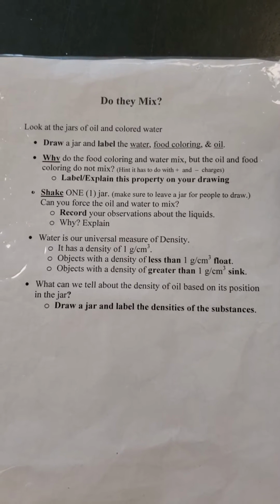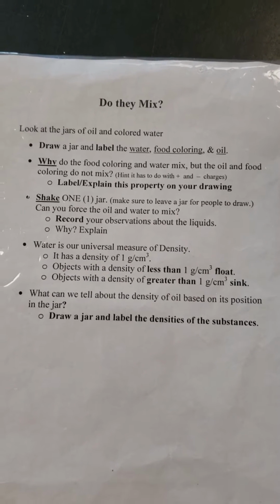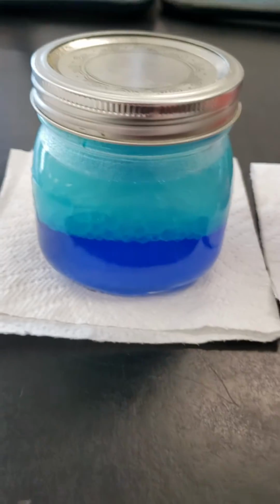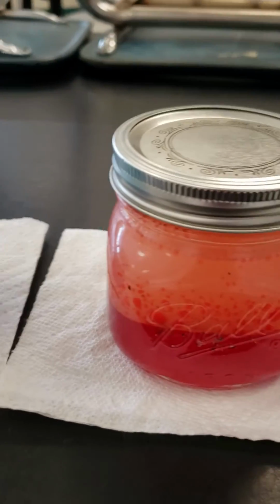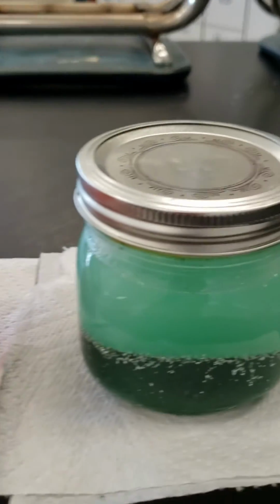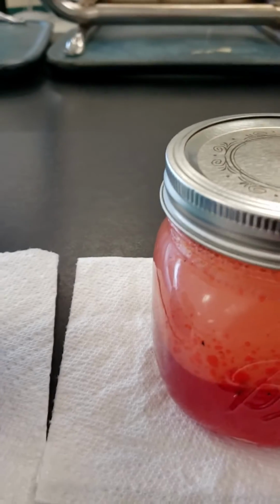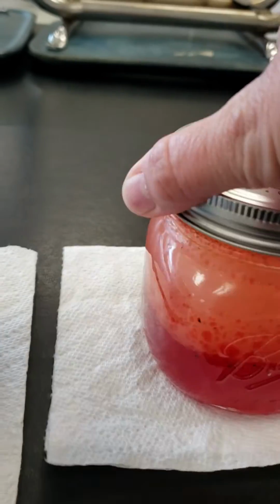So we're looking at our water properties lab, and we're looking at our first station called Do They Mix? And so we're looking at these jars of oil and colored water. As we look at each jar, we notice that we see kind of a clear liquid on top, and then we see our colored liquid on the bottom. And we notice that these two layers are starting to settle out. We can see a little bit here where it's sticking a little bit to the jar.